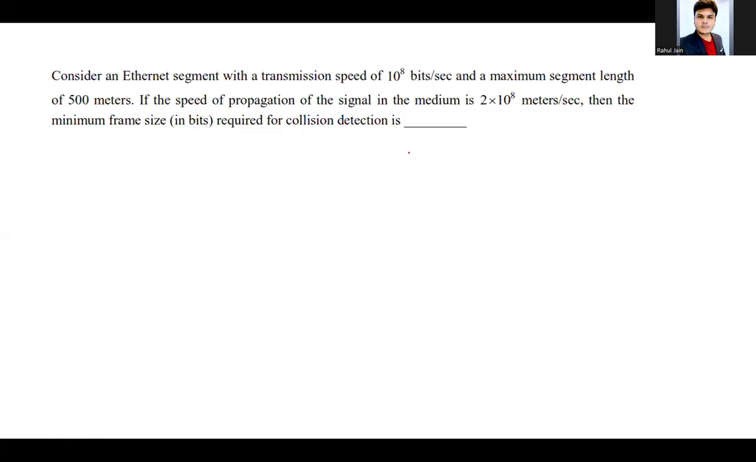The following question was asked in GATE exam and the question is very easy. Question is: consider an Ethernet segment with the transmission speed of 10^8 bits per second and a maximum segment length of 500 meters. If the speed of propagation of the signal in the medium is 2 into 10 to the power 8 meter per second, then the minimum frame size in bits required for collision detection is what?